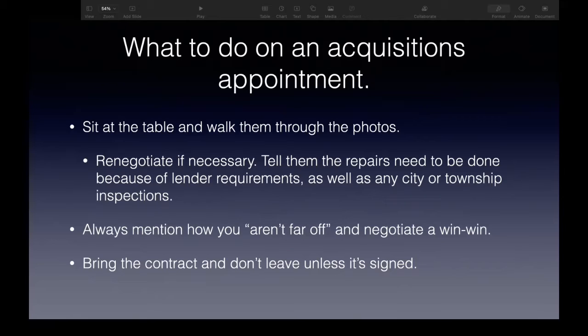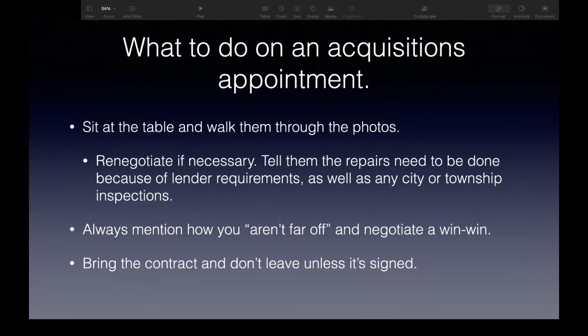Always mention how you aren't far off and negotiate a win-win. So this is just a play on words. When you're negotiating your price, let's say you're at 40 and they're at 60. You always want to say, we're not that far off. Can we come to terms maybe somewhere in between? It could be 10,000 and 50,000 and you should still say, we aren't that far off.